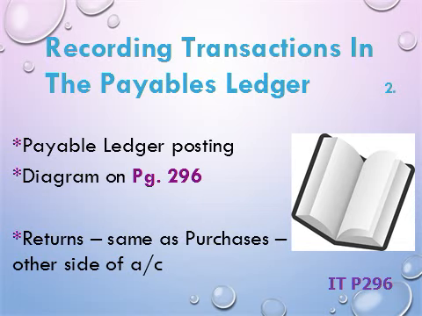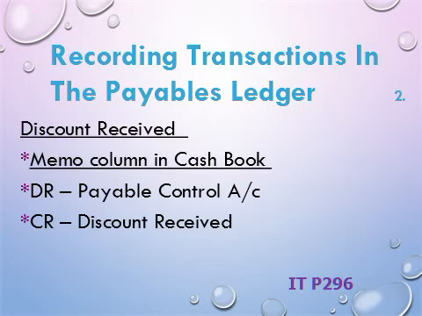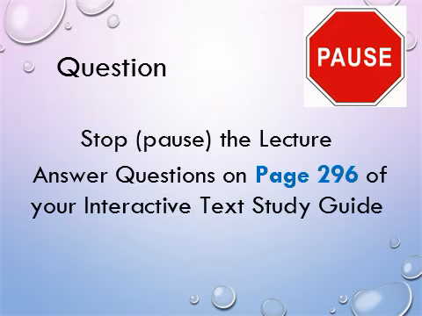The same accounts in the payables ledger and the general ledger that are used for purchases are used for purchase returns, but the other side of the accounts are used, for example, instead of credits, debits. Discount received from suppliers are normally recorded in a memorandum column in the cash book. The double entry for discount received is debit, payable control account. Credit, discount received.